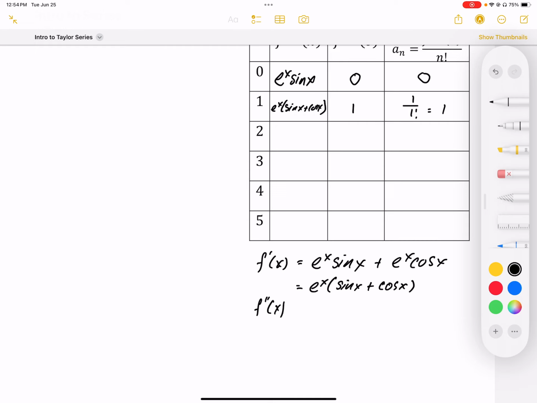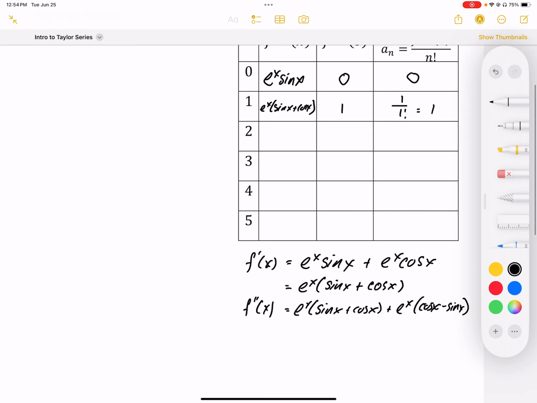So f double prime of x. This is going to be e to the x (sine x plus cos x) plus e to the x times (cos x minus sine x). Okay, so we can cancel out some terms here. So the sine x is going to cancel out. So we're going to end up with e to the x, and we have 2 cosine x's.